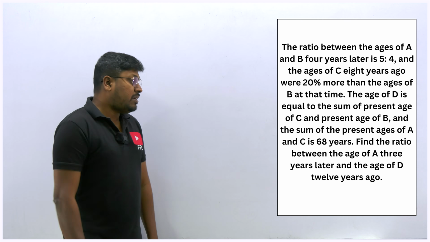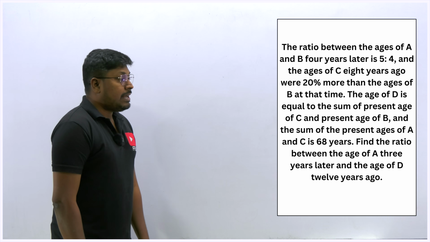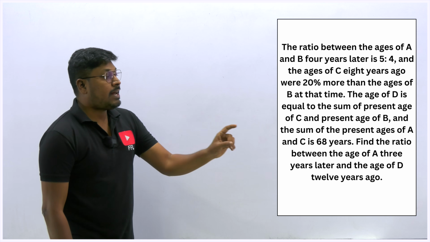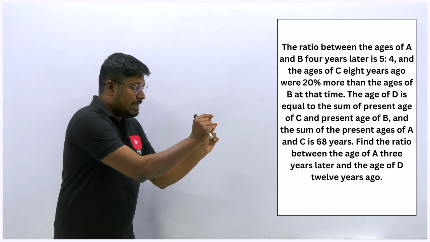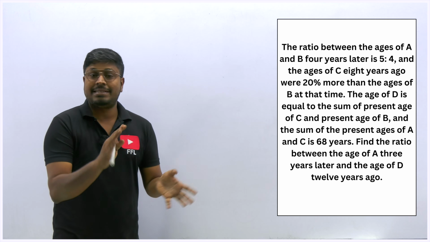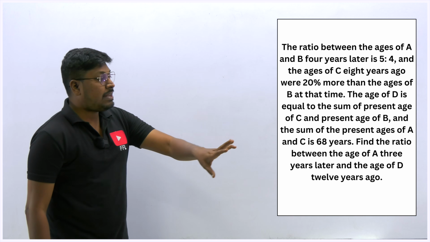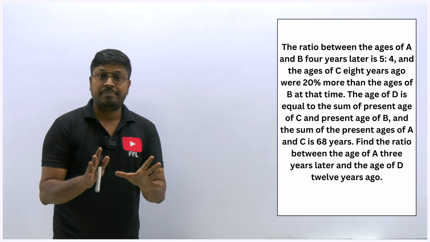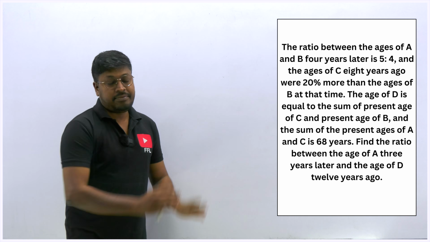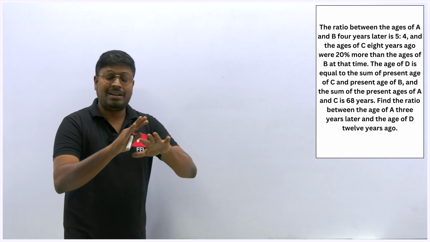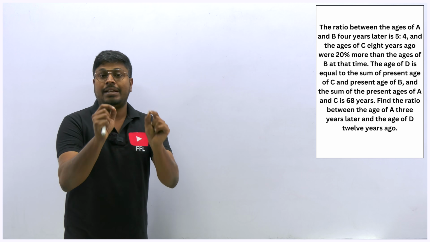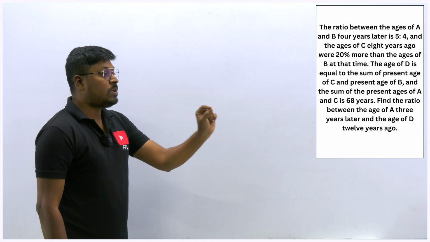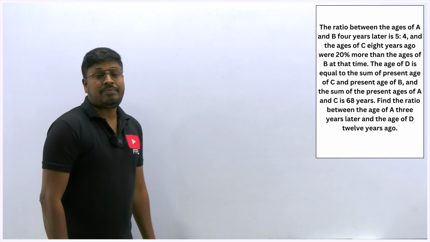After reading the question, I can see there are totally 4 persons: A, B, C, D. And what is our final target? Our final target is to find the ratio of the person A and the person D. They are talking about A 3 years later and D 12 years ago, future and past. Our target is to find the ratio, but none of the values are directly given here. So be very slow; speed is not important here. We have to get the final answer correctly. That is our target. So first, the ratio between the ages of A and B 4 years later is 5:4.